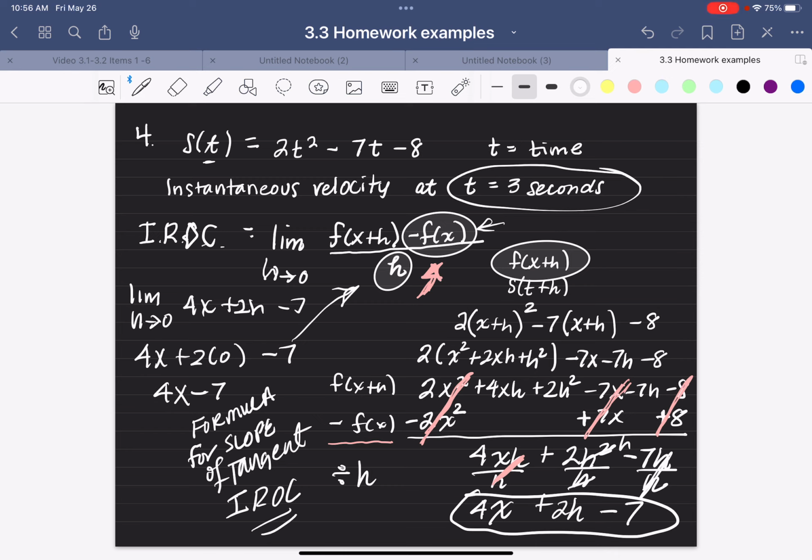And what did they tell us that t or x, remember we're using x instead of t, just put a 3 in there. So it's 4 times 3 minus 7, 12 minus 7 is 5. So that means that our instantaneous velocity at time equal 3 seconds is 5. And we don't have any units. It might be feet per second or miles per second or kilometers per hour. We don't know, but we know that at this particular point 3, the instantaneous rate of change is 5.